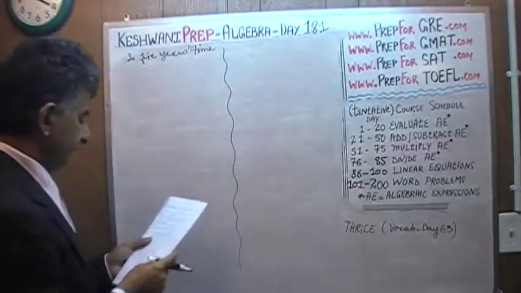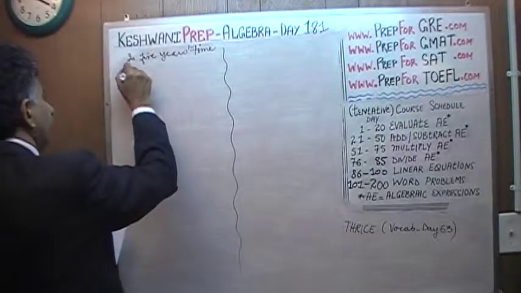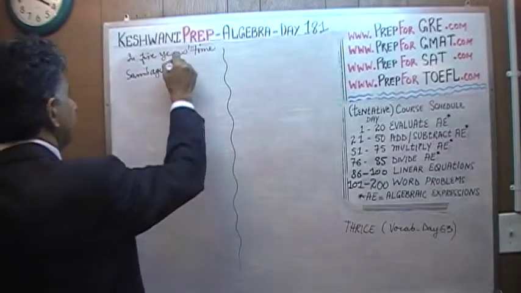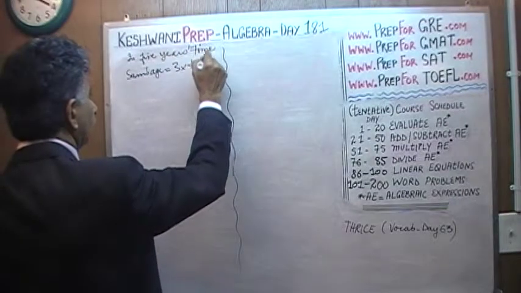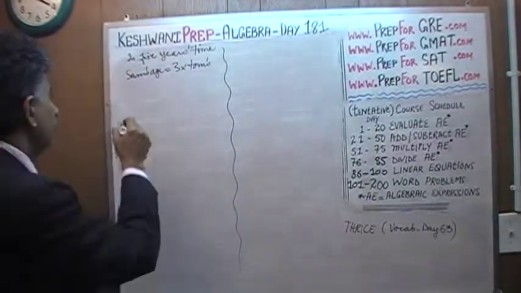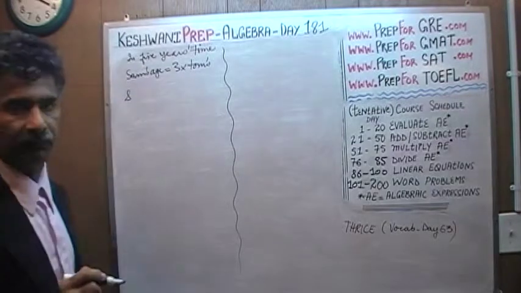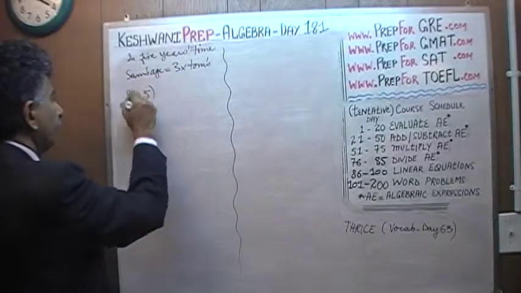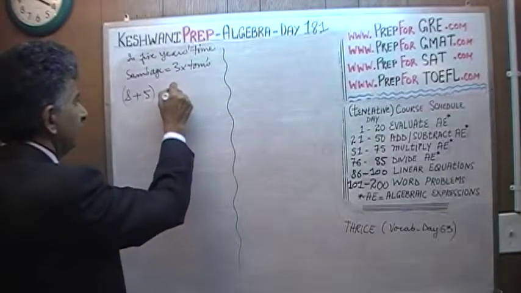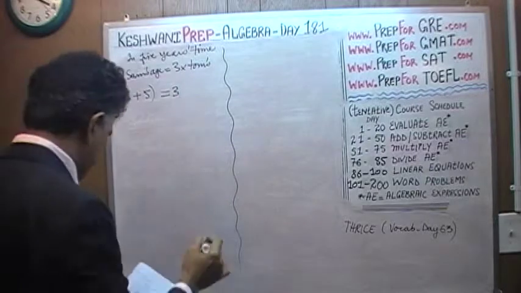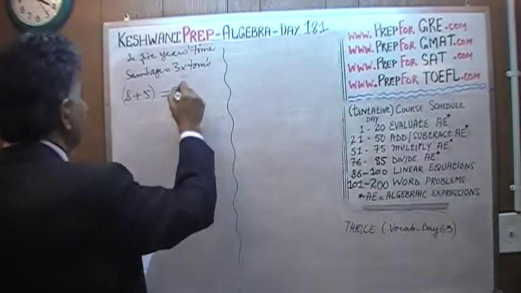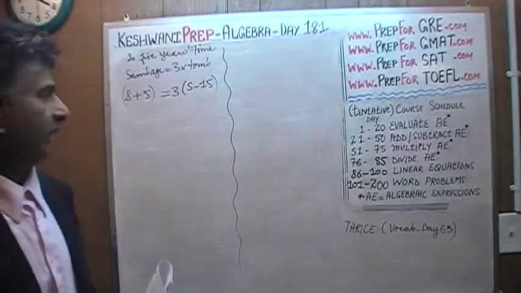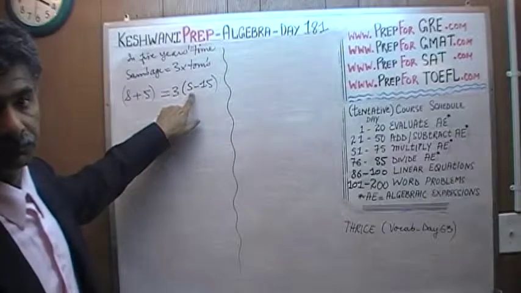In 5 years' time, what's going to happen? Sam's age, we are told that Sam's age is going to be 3 times Tom's. Well, Sam today is S years old. If Sam is today S years old, in 5 years' time he's going to be S plus 5. And we are told that it's going to be 3 times Tom's age. But we know that Tom is 15 years younger than Sam. So Tom's age is just 15 less than Sam's age.